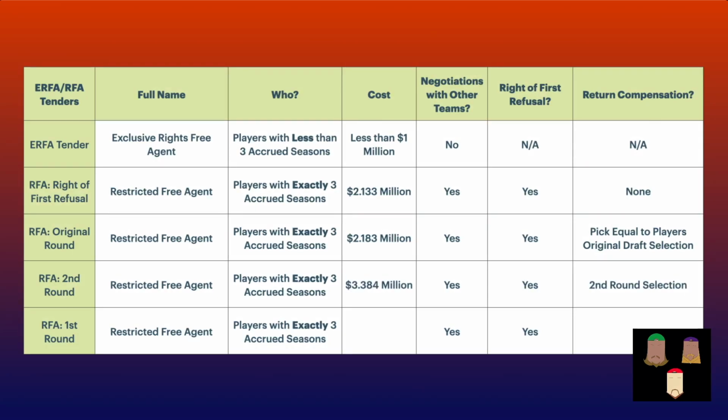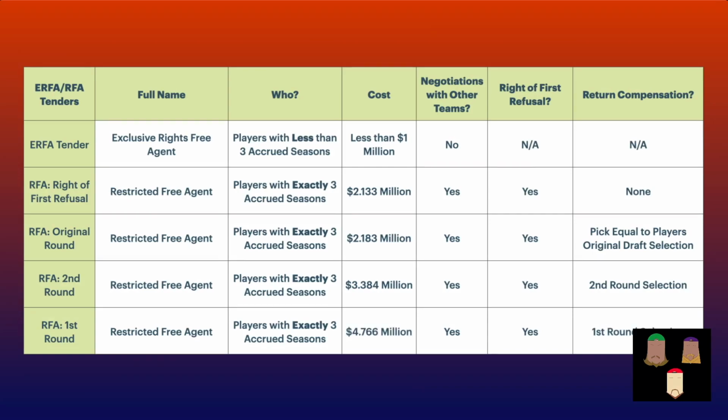At the next level after that, the 2nd round tender. The team gets the player for $3.384 million. If another team offers the player a contract, the original team has the right to match, and if they decline, they must receive a 2nd round pick in return.